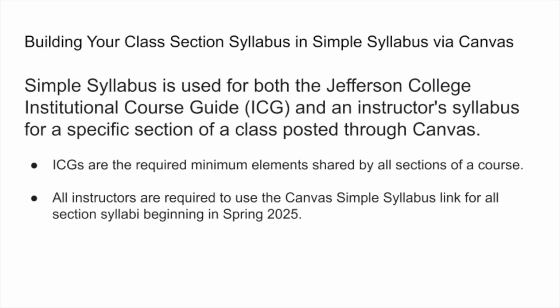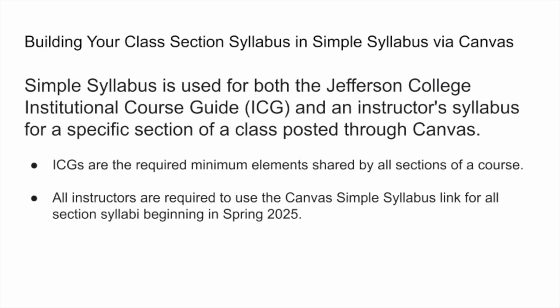Before we get into the agenda for this video, I want to talk just a little bit about what Simple Syllabus, an institutional course guide, and an instructor's syllabus are. So the institutional course guide, or ICG, contains the required minimum elements that are shared by all sections of a course. So every section of a course, for example, has the same catalog description.